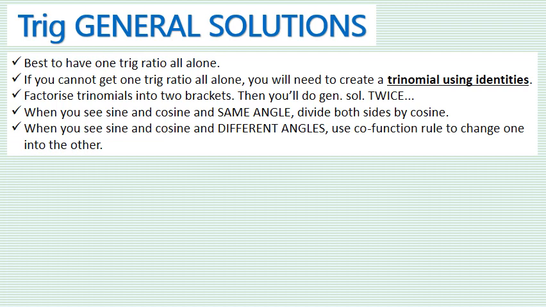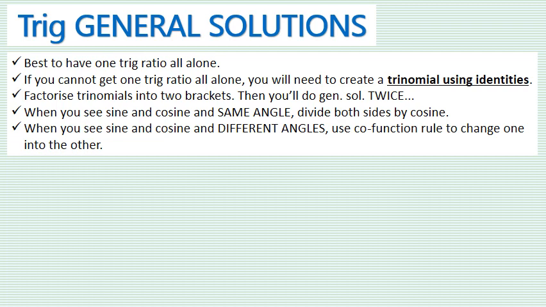But if you cannot get one trig ratio all alone, you usually need to create a trinomial using your identities, which you will then factorize into two brackets, and you'll follow the general solution process twice, usually ending up with 4 possible theta equals blah blah blah plus k360.